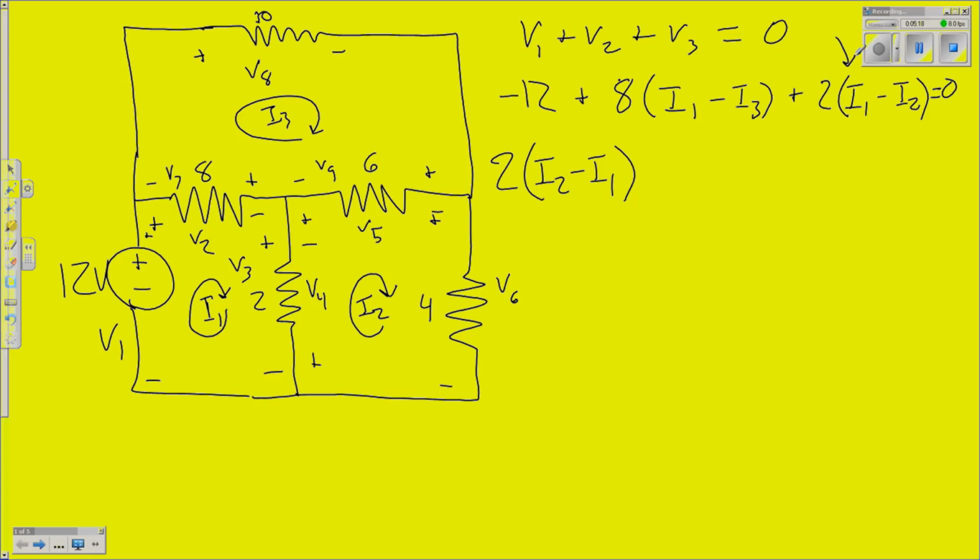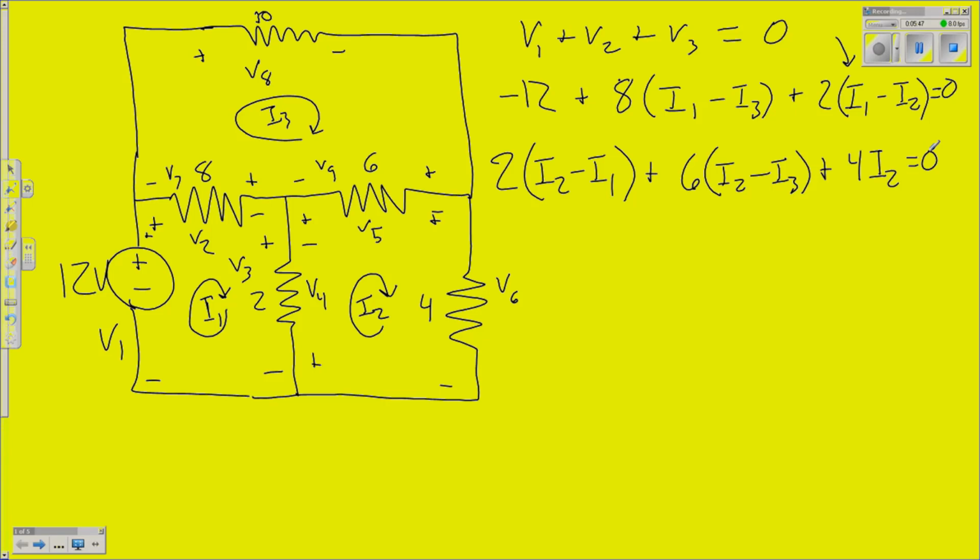So we have V4 there. We need V5, which is across the 6 ohm resistor. We go from positive to negative there. So we have 6 times I2 minus I3. And last, across the 4 ohm resistor, we just have V6, 4 times I2 equals 0.